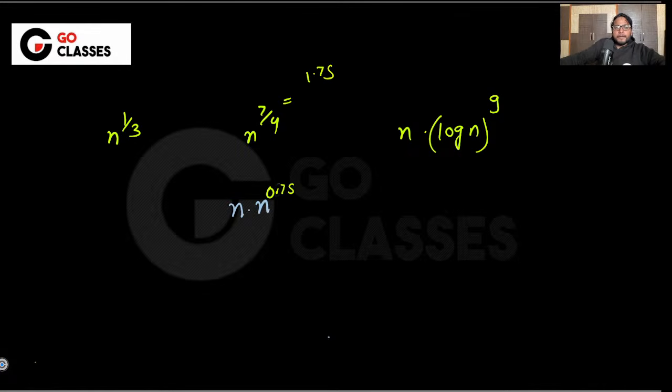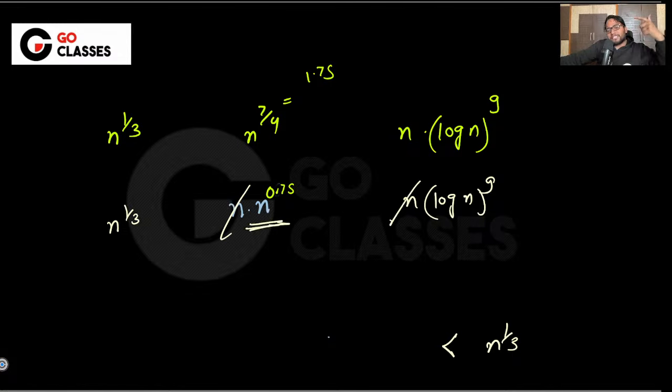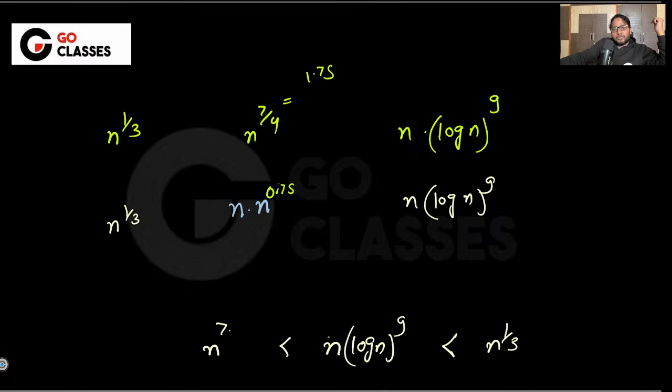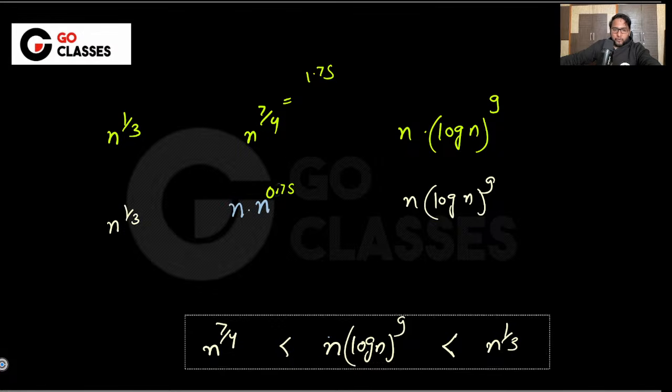Now this is n^(1/3), which is less than 1. This is n times log n to the power 9, obviously it is less than 1. So that's why n^(1/3) will be the lowest one. Among the other two, you can cancel them out. You can see that n to any small power is greater than log to any power, so that thing will come next, and then n^(7/4). They are even strictly greater, there is no equal symbol, which means they are not big O.